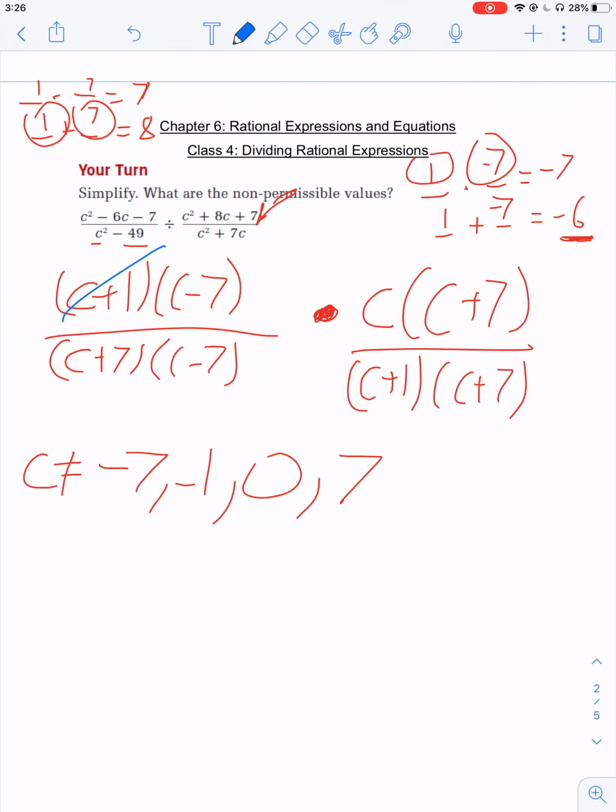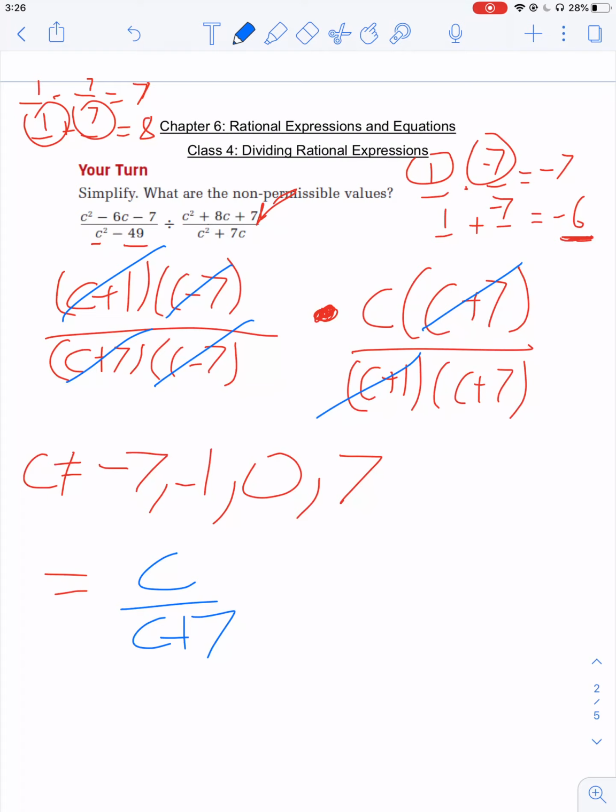So again, c plus 1, c plus 1 is repeating itself. C minus 7, c minus 7 is repeating. And then c plus 7 and c plus 7 is repeating, right? So this just simplifies to the terms that survive, which are c and then c plus 7, okay? Everything else gets canceled out. So your final answer is c over c plus 7.